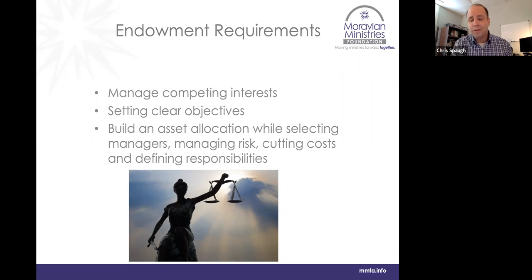And I think that's one of the values we add here at MMFA: being able to help churches and organizations that don't do this every day get through some of these regulations and requirements, and set expectations and goals with your individual endowments as well.